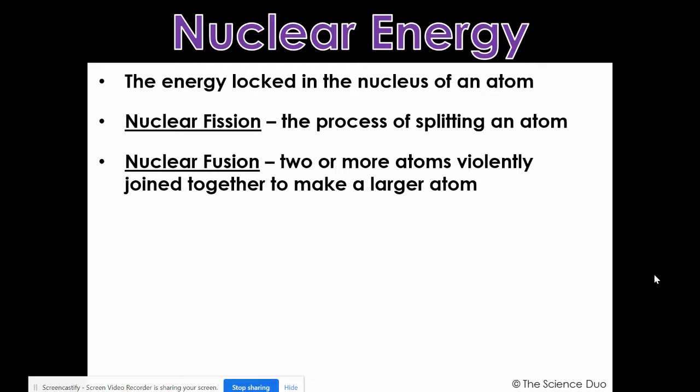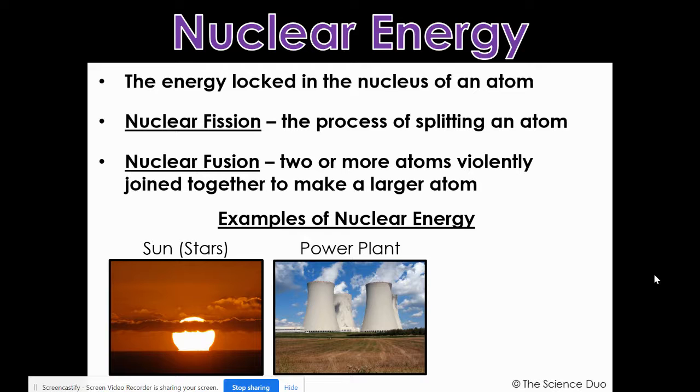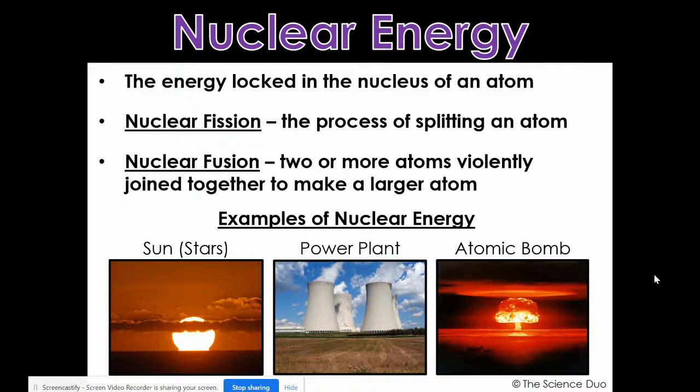The sun is made mostly of hydrogen atoms, and as they are moving around in the sun, they will bond together to form larger elements like helium or oxygen. This takes place in all stars. Examples of nuclear energy are the sun or stars, a power plant like we have near Mooresville, the Duke power plant out that way, and of course the atomic bomb that was used in World War II.